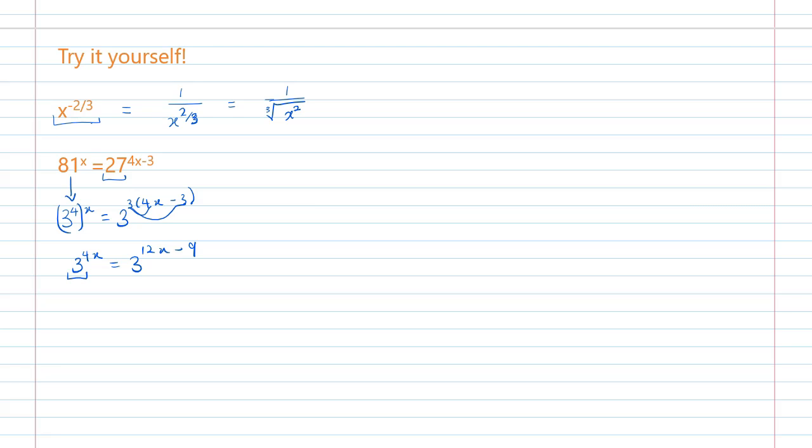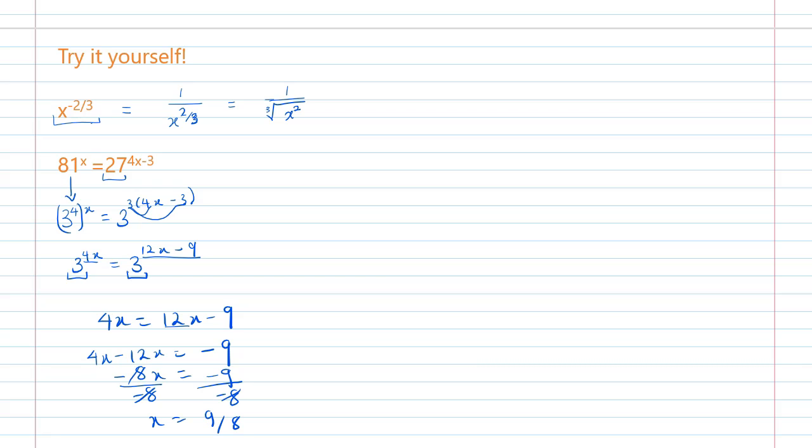Now, since the bases are the same, the exponents should also be equal. So 4x equals 12x minus 9. Now you can move 12x to the left hand side of the equation. It will be 4x minus 12x equals minus 9. 4x minus 12x is minus 8x equals minus 9. If you divide both sides by minus 8, x equals 9 over 8. So x equals 9 over 8.